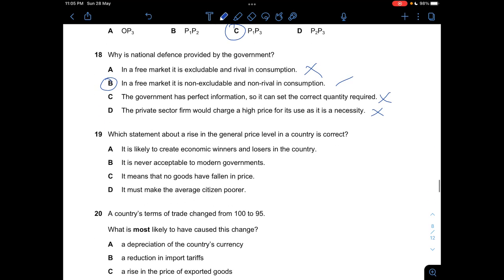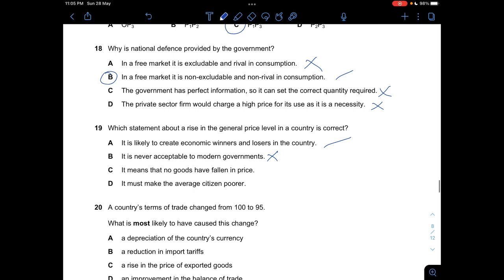Question 19, which statement about a rise in the general price level of country is correct? A, it says it is likely to create economic winners and losers in a country, which is correct, especially for people who are on fixed income and people who are on a non-fixed income. B, it says it is never acceptable to modern governments, which is not correct, because they are okay with mild inflation. They just don't want hyperinflation. So it's not that it's never acceptable, it's just that it has to be certain expected inflation.